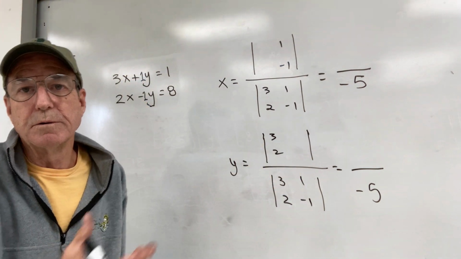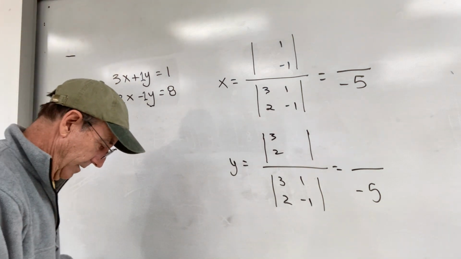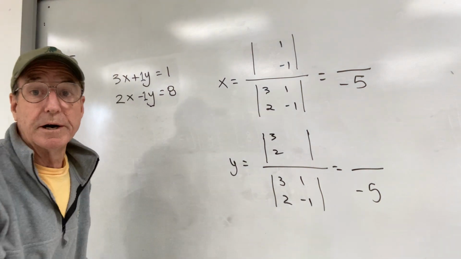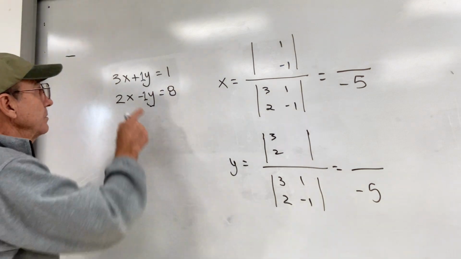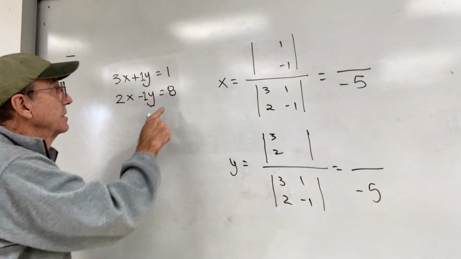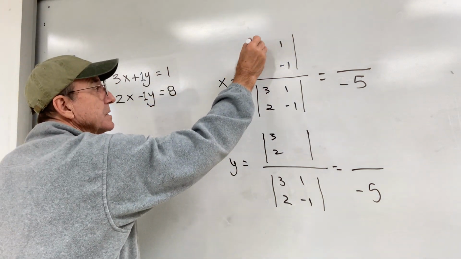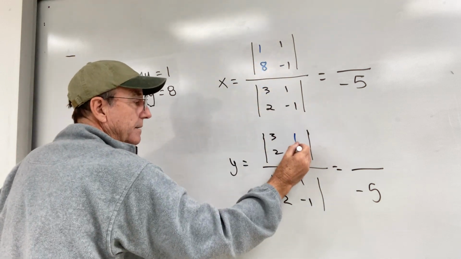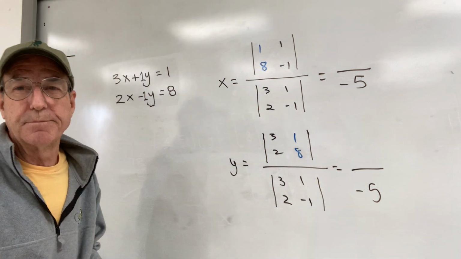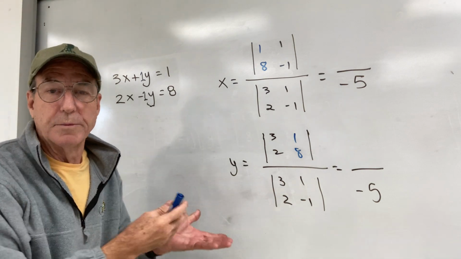So now the question is, well, what fills those two slots? So I gotta have another pair of numbers somewhere. Well, where might they be? Well, the only other numbers in the system that we haven't used are the 1 and the 8. And those are the numbers that fit there. 1, 8, 1, 8. So it's pretty easy to set up the little 2 by 2 determinants for Cramer's rule.